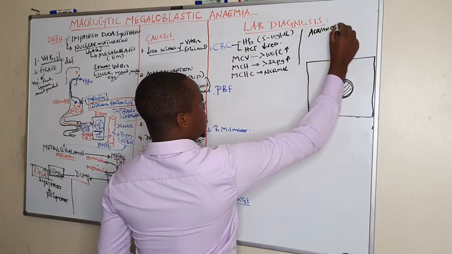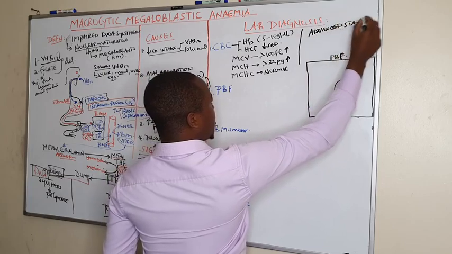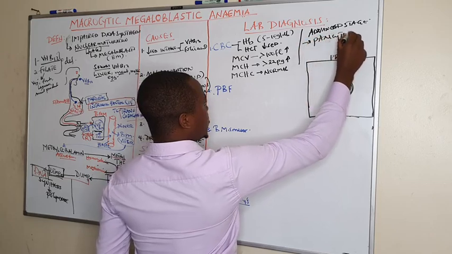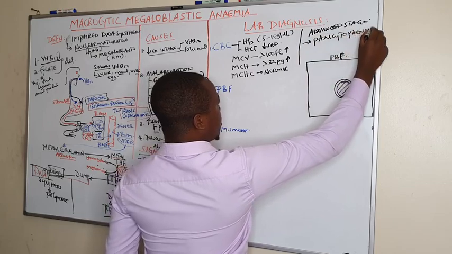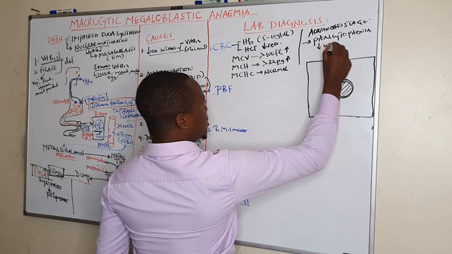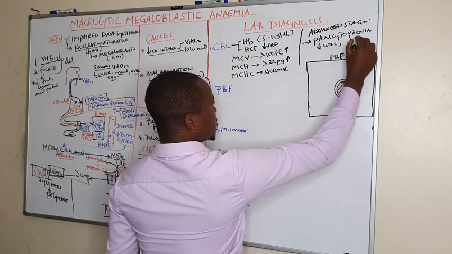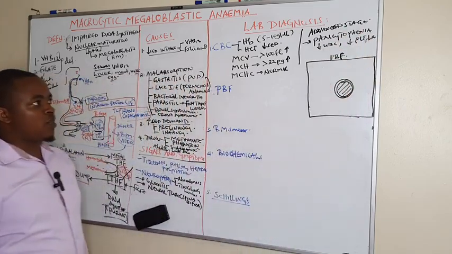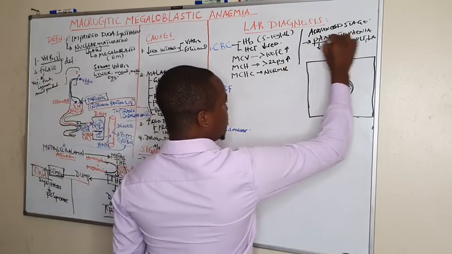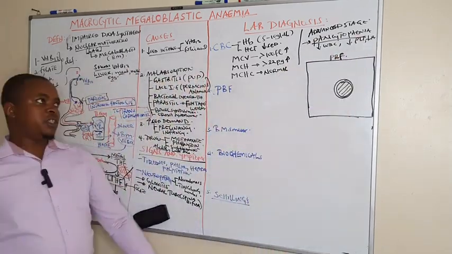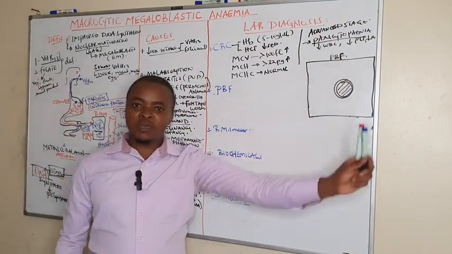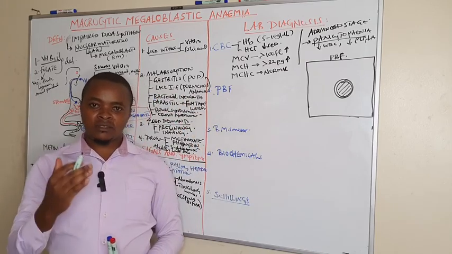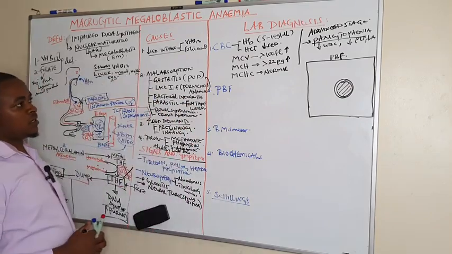So if you see someone with this, and sometimes in advanced or severe stage of megaloblastic anemia, it can lead to what we call pancytopenia, whereby we see low levels of white blood cells also, and low levels of platelets, plus low levels of RBC count. All of them are low. That is a peculiar thing of pancytopenia, meaning decreased levels of all cell lines. That one is in severe megaloblastic anemia.